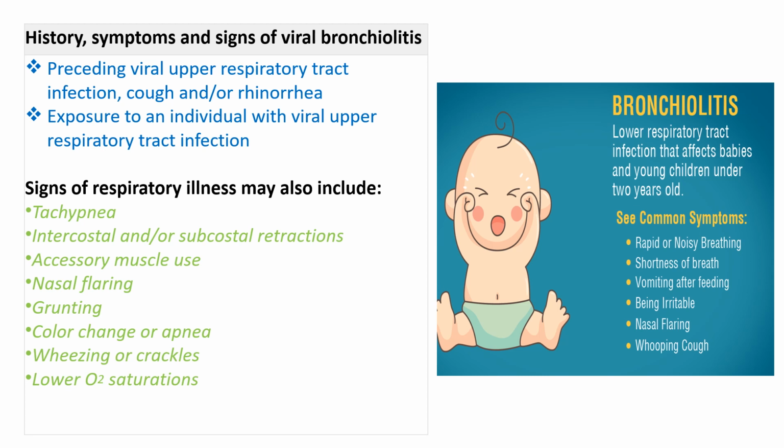So we should ask about preceding viral upper respiratory tract infections, cough or rhinorrhea, when we evaluate a child with suspected bronchiolitis, and exposure to an individual with viral upper respiratory tract infection. And also we should check for signs of respiratory distress, tachypnea, intercostal subcostal retraction, accessory muscle use, nasal flaring, grunting, color change, apnea, wheezing or crackles, and saturation level.